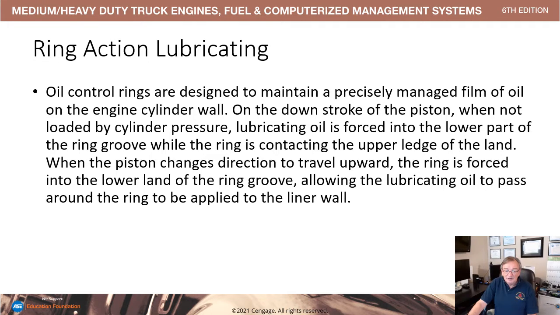Ring action lubrication. Oil control rings are designed to maintain a specific managed film of oil on the cylinder wall. On the downstroke, when not loaded under pressure, lubricating oil is forced into the lower part of the ring groove while the ring is contacting the upper ledge of the land. When the piston changes direction to travel upward, the ring is forced into the lower end of the land, allowing the lube oil to pass around the ring to be applied to the liner wall. This has to occur perfectly, or the cylinder could have a major malfunction.